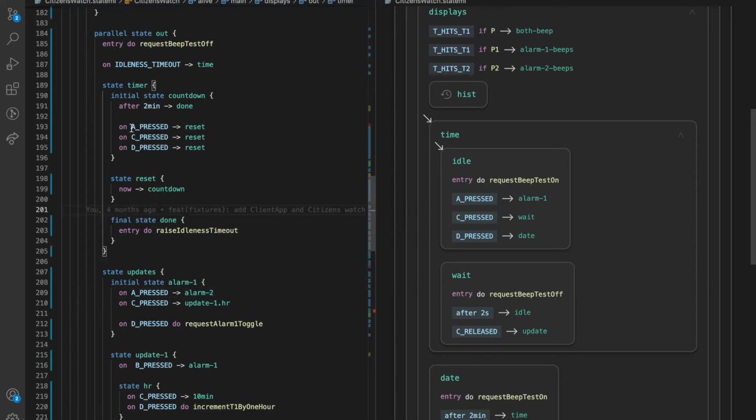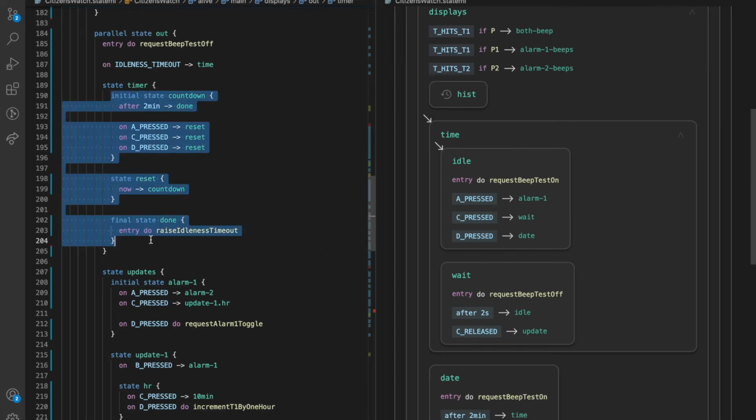Exactly. So you could still make this an activity, but you still need this orthogonal state to do this forwarding. You still need to forward any events to the activity in a parallel region. But yeah, you could definitely make the state an activity. Yeah, I see what you're saying. It's tricky.